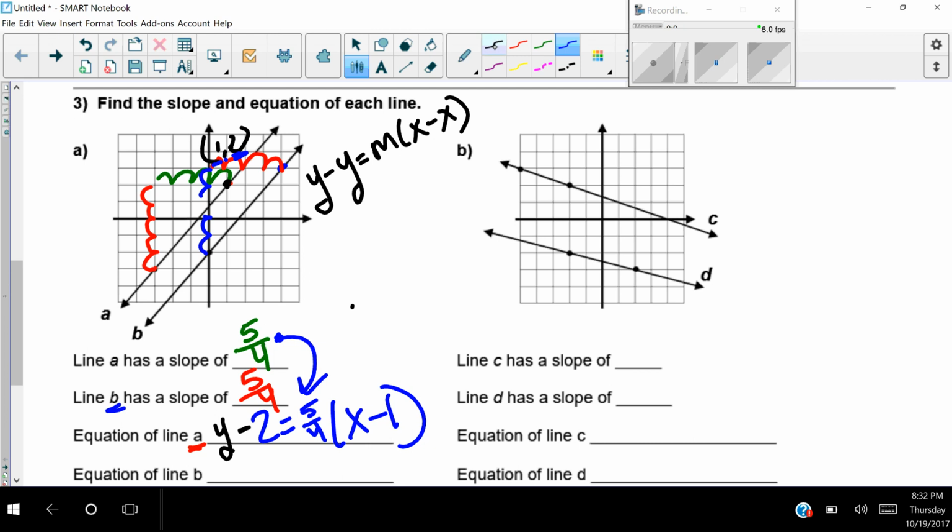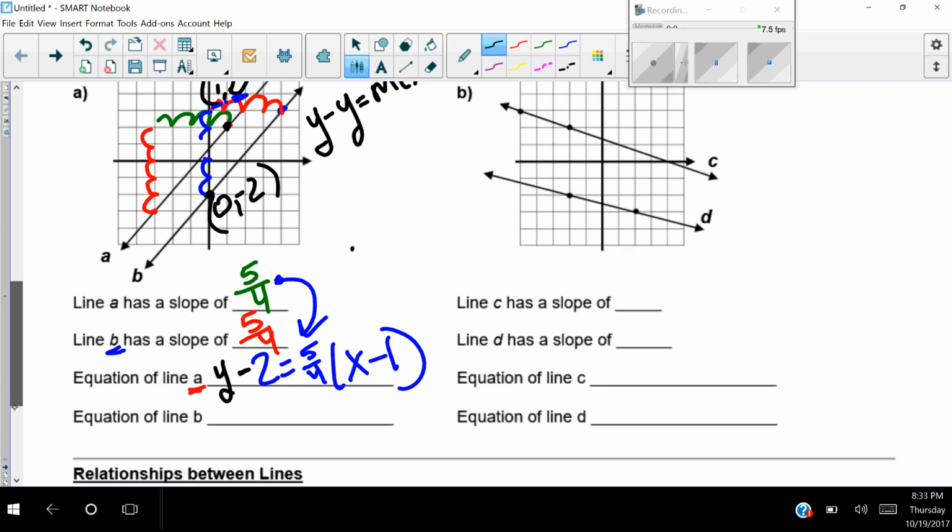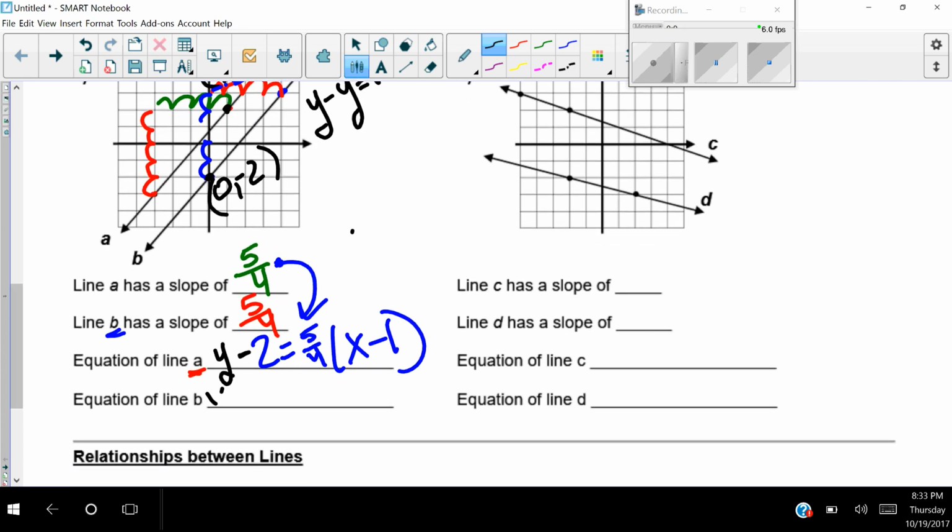But my point is going to be different in this one. So for B, I'm going to use this point right here. Let me make it black. It looks like it's on the y-axis, which means my x value is 0, and my y value is down 2, so -2. That's my point. And I'm just going to plug it into the equation of a line, which is y minus my y value, which is -2, is equal to my slope, which is still 5/4, it didn't change, times parentheses x minus my x value, which is 0. So I can simplify that, just get rid of this. It's a little bit easier.